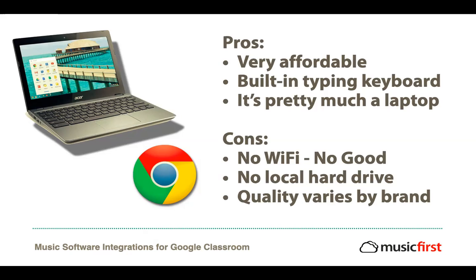So again, the minute you don't have Wi-Fi, if you have no signal, if you've ever been on a hike with your phone and there's no signal, you're kind of like, I'm disconnected. Well, with a Chromebook, if there is no signal, you can't use it. There is nothing on it. And as I mentioned in the last slide, the quality varies widely by brand.